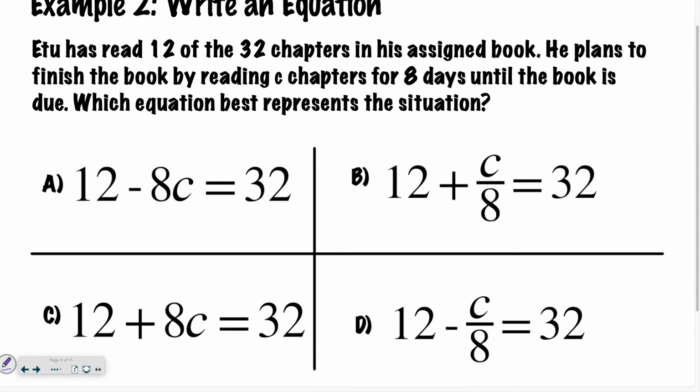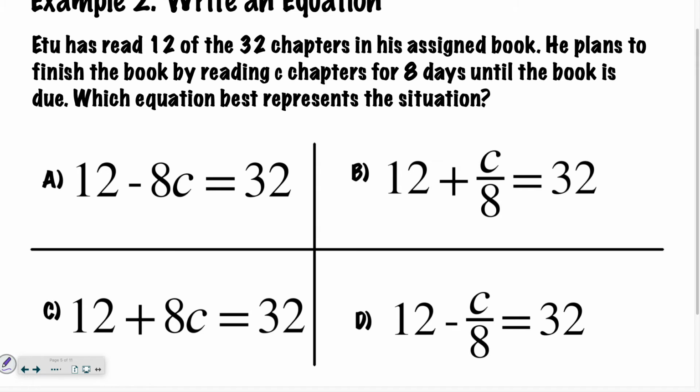Okay, now I have another question for you to solve. E2 has read 12 of the 32 chapters in his assigned book. He plans to finish the book by reading C chapters for 8 days until the book is due. Which equation best represents the situation? So go ahead, look at your 4 options and figure out which of these seems like the one that actually represents what E2 is doing. Good luck.